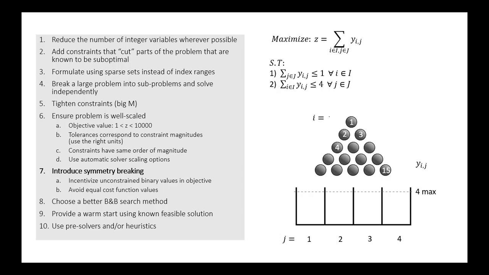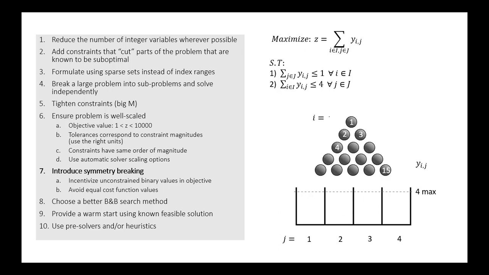So the solver is actually going to need to go through and determine the state y_i,j for every possible combination of a ball in a bin. So you can imagine it's going to have to go through this tree, make an assessment, and when it's deciding whether or not to move to the next branch in the tree, it's going to compare the objective function value. Well, here there's a lot of different objective function values that are exactly equivalent.